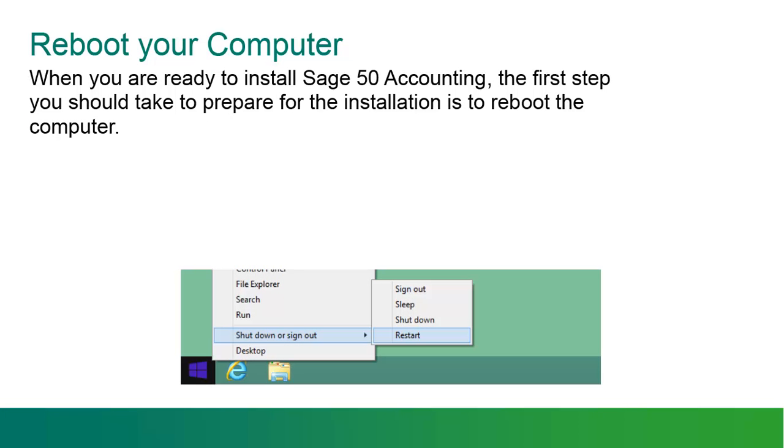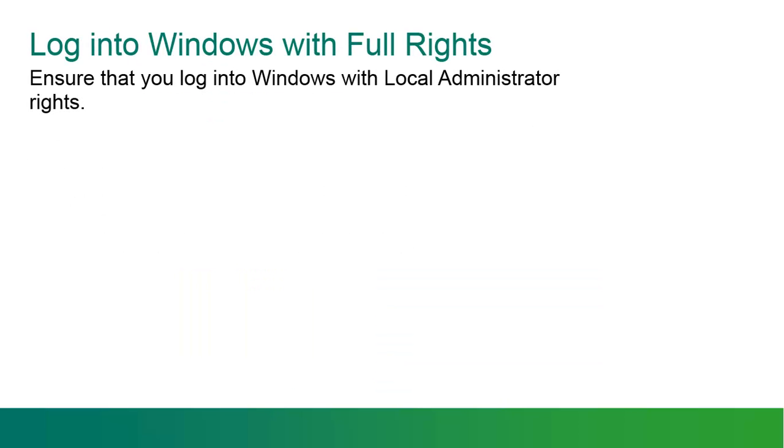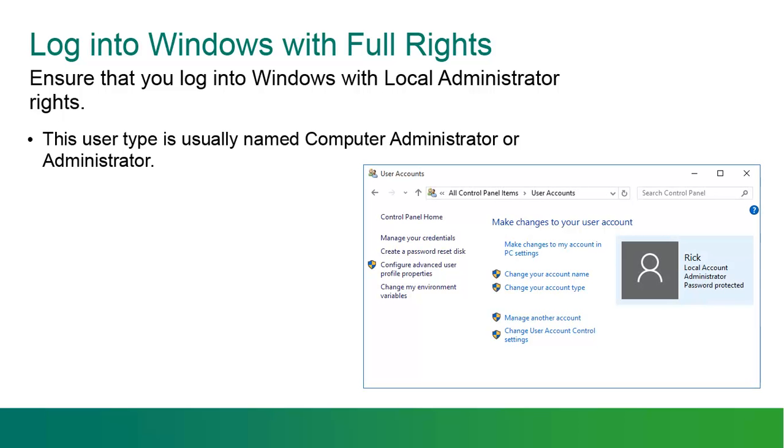When you are ready to install the program, the first step you should take is to reboot your computer. Rebooting a computer before installing a software program helps you avoid installation problems due to possible conflicts with other running programs. Rebooting may also speed up the installation. After rebooting, the next step is to log into Windows with local administrator rights. This user type is often named Computer Administrator or simply Administrator.